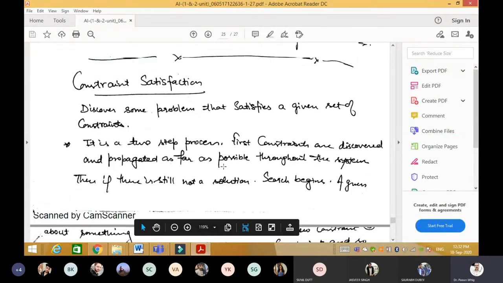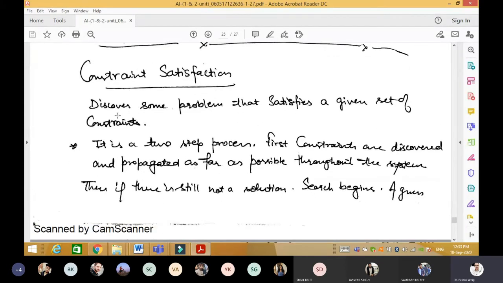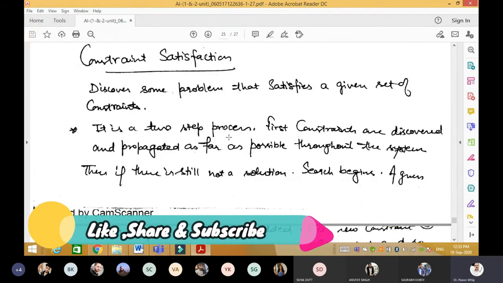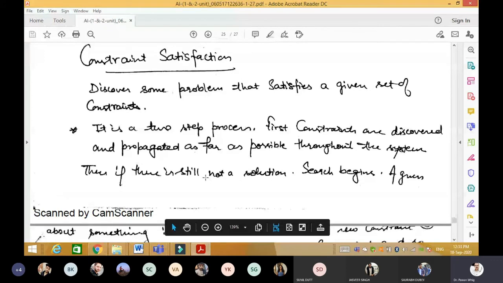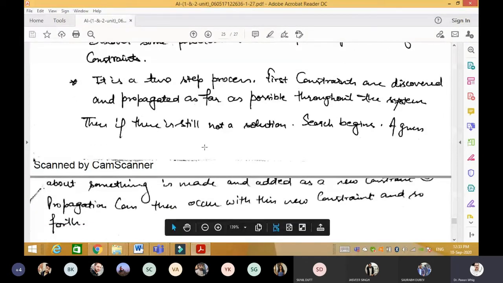These are the notes that are handwritten, and here I also describe what constraint satisfaction is: discover some problem state that satisfies a given set of constraints. That is what we call constraint satisfaction. It is a two-step process. First, the constraints are to be discovered and propagated as far as possible throughout the system, because you have to check where a constraint is imposed. Then if there is still no solution, then search begins. Or if you find a solution, then it's okay, game is over.